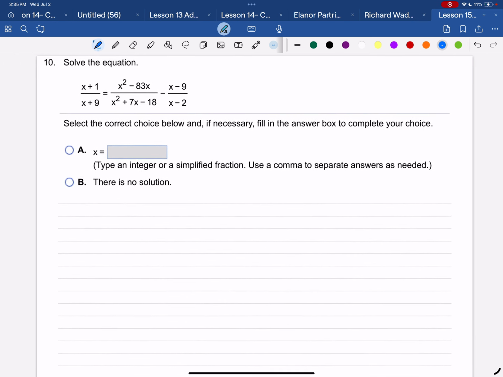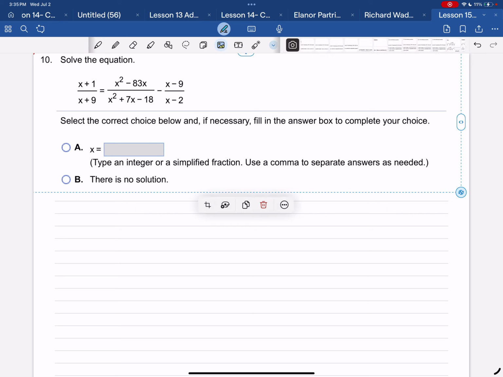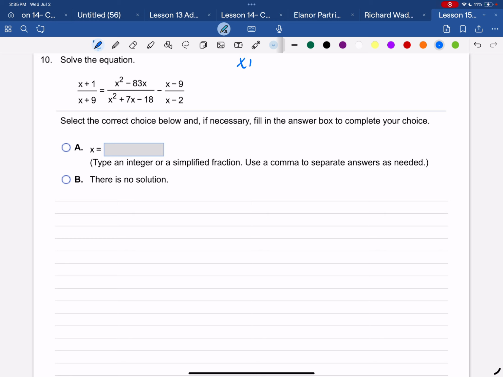Example 10. (x + 1)/(x + 9) = (x² - 83x)/(x² + 7x - 18) - (x - 9)/(x - 2). So I'm going to look for my excluded values first. X plus 9 equals 0. Subtract 9. X is negative 9. And it would make a 0 denominator, so x cannot be negative 9.